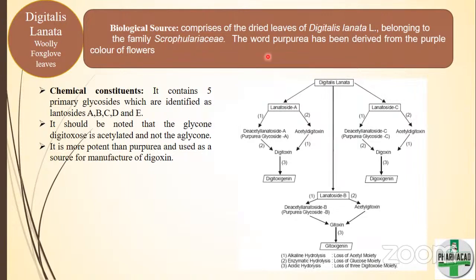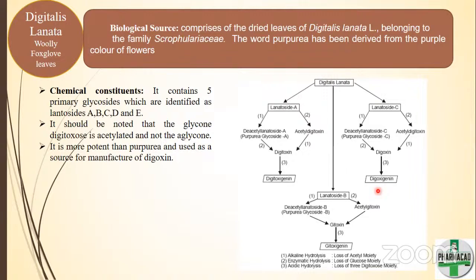So the word purpurea has been derived from the purple color of the leaves. This line is with respect to purpurea, and with respect to lanata, you just need to know that it belongs to the species lanata. Now this will contain 5 primary glycosides.